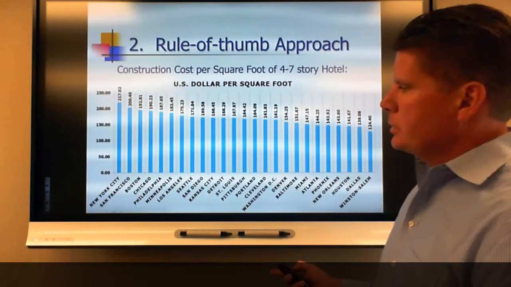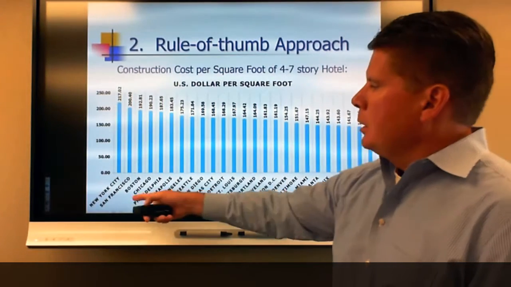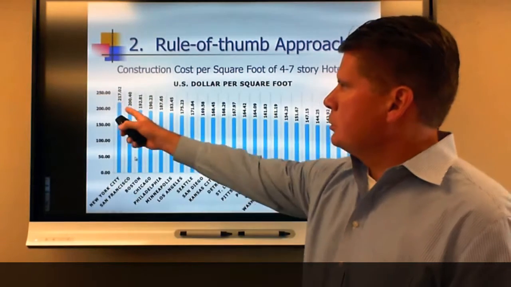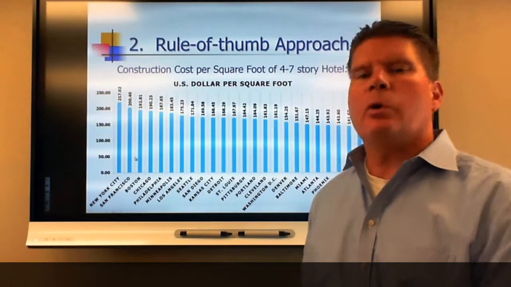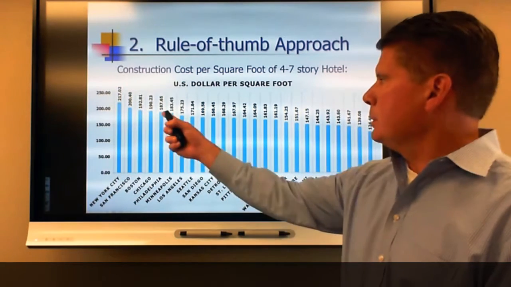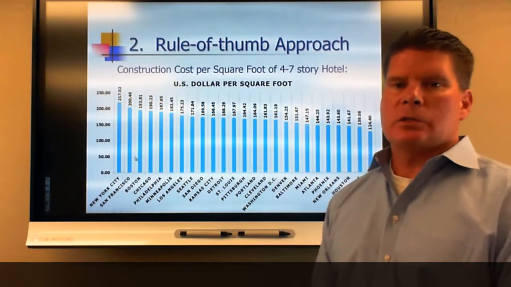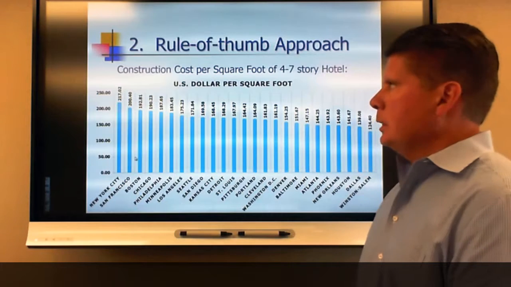This is just another example showing the construction cost per square foot. For example, in New York, the construction cost per square foot is $217. New York's average daily rate is a little bit higher than that, but generally speaking, this also works as a rule of thumb. It just gives you a guideline of where your room rates should be.